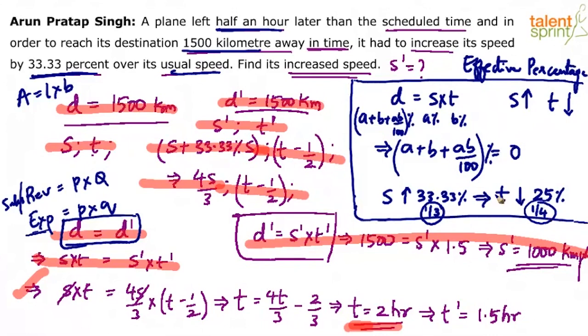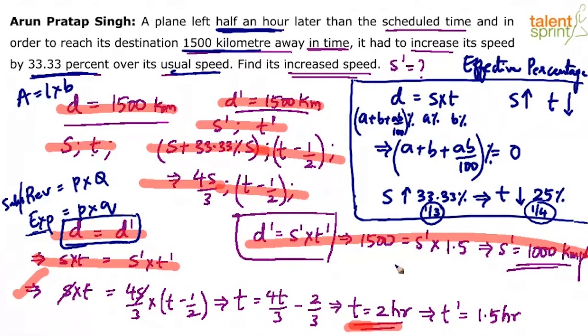In the given question, we very well know that time is reduced by half an hour. So can I say 25% of the time is equal to half an hour? Yes. If 25% of the time is half an hour, the total time, 100%, will be equal to 2 hours. If 25% is 30 minutes, 100% will be 30 minutes into 4, 120 minutes. 120 minutes is 2 hours, which means originally you took 2 hours to cover 1500 kilometers, which means your original speed was 1500 by 2, 750.